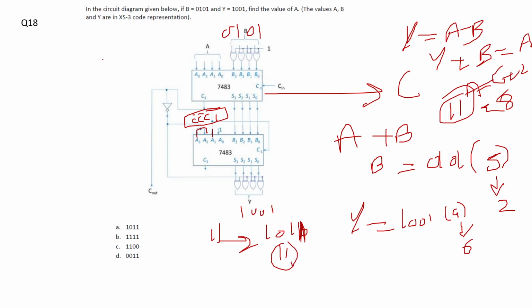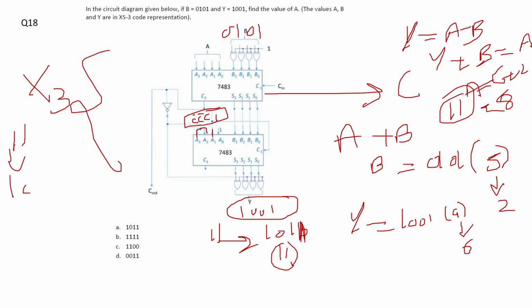So what I did, this is the circuit for an excess-3 subtractor. So A minus B, and we have this result that is in excess-3 code. For getting A, I did A is equal to y plus B, and that is 6 plus 2, which is 8. And 8's excess-3 is 11, 11 in binary will be 1 0 1 1, so this is my answer, option A.